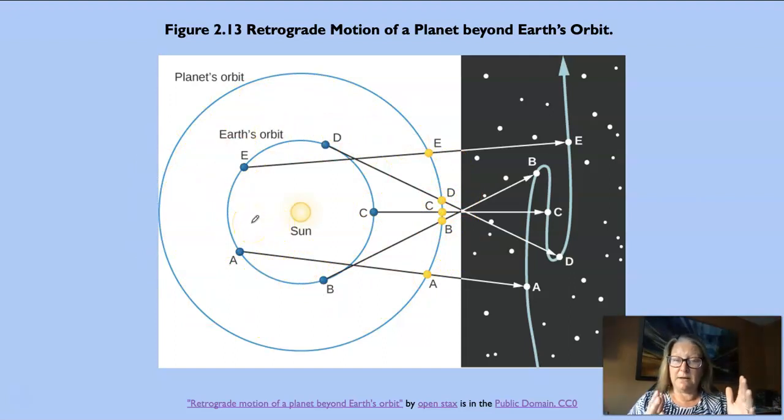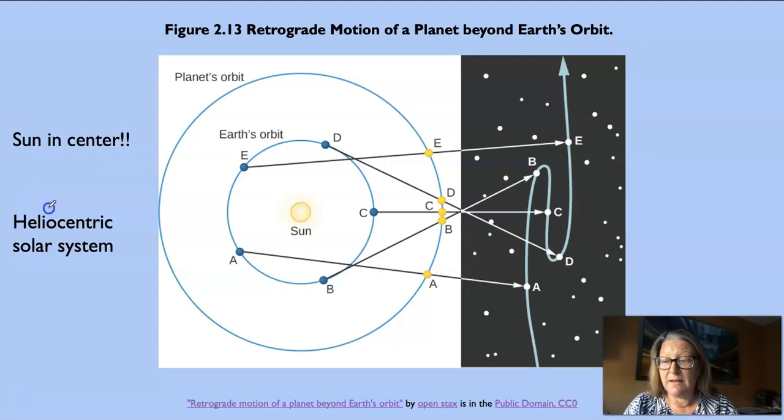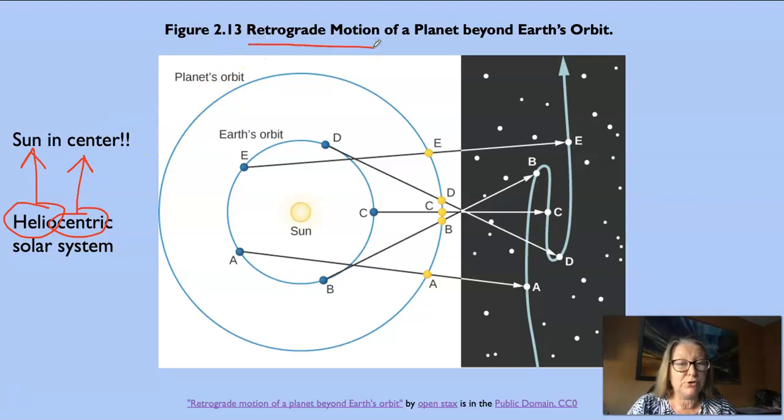So wait a minute. Now we have the Sun in the middle of the solar system. So this is not a geocentric solar system. This is a heliocentric solar system. Helio means sun. Centric, we've talked about. So the real true explanation for retrograde motion requires the Sun to be in the center of the solar system.